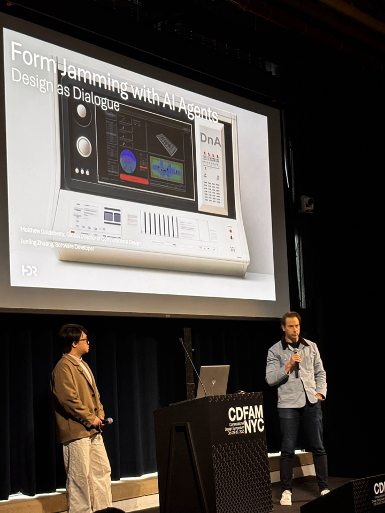But the other part of form jamming, so that's a single project that's output into a museum, is just trying to work with these agents in a quick way. And so Junling's going to talk a little bit about how we've built our RhinoMCP, the technical framework of that, and how that's fitting into our pipeline.